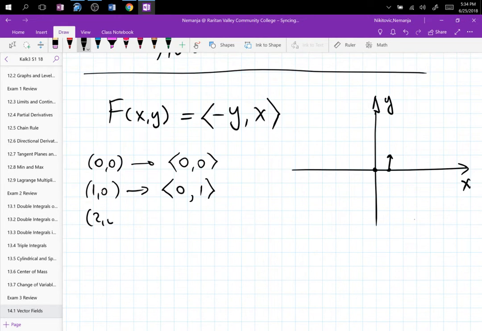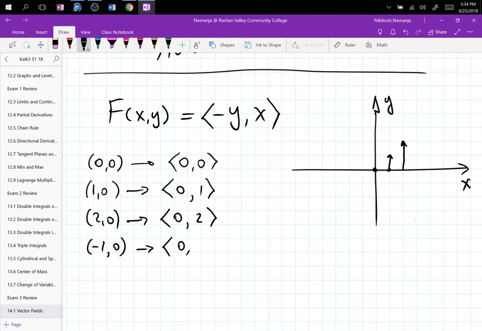Then we try 2, 0. We'll get 0, 2. And that's going to go like that. If you try negative numbers, we are going to get 0, negative 1.